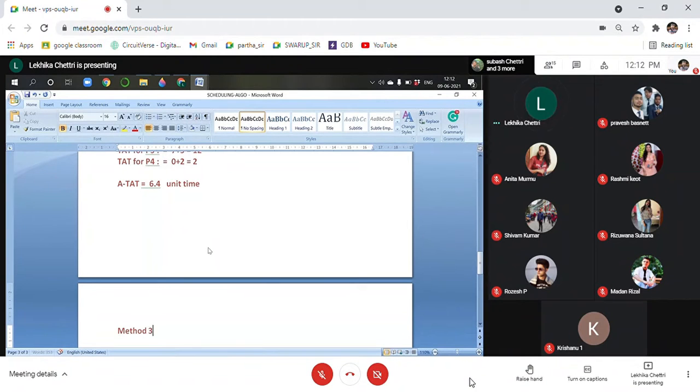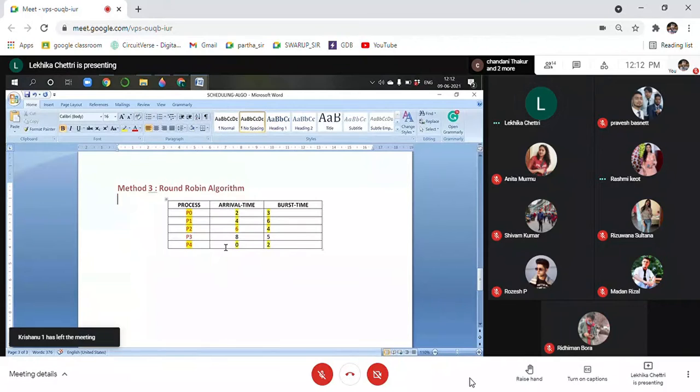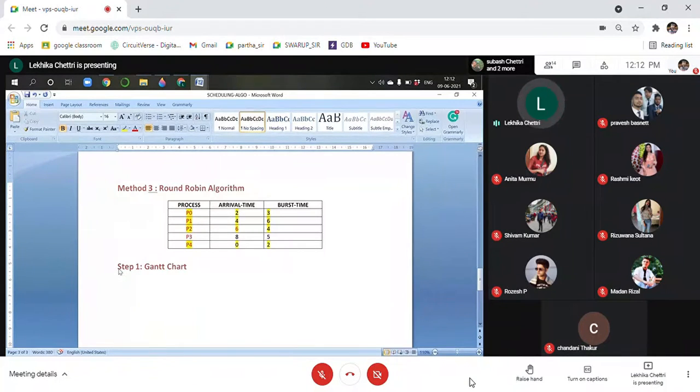Method 3, round robin. My screen is visible, right? Class, my screen is visible, right? Yes, ma'am. Okay. So now tell me, what will be our first step towards solving this problem? What should we do? Gantt chart, ma'am. Very good. We should draw a Gantt chart. So let's start with the Gantt chart.